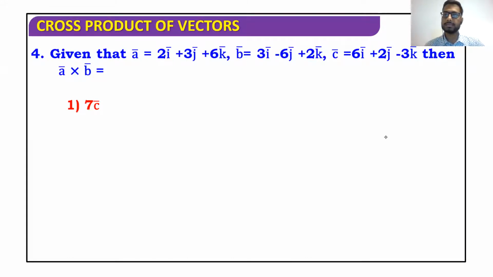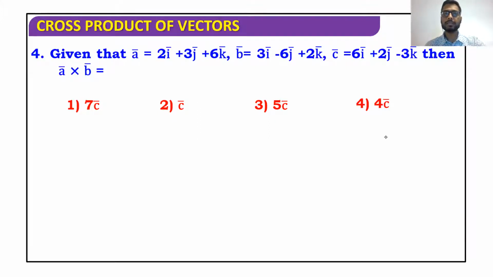Three vectors are given, a bar, b bar, and c bar, and we have to find the value of a cross b in terms of c. The options that I have are 7c, c, 5c, and 4c. So how can I get value of a cross b? Value of a cross b can be obtained by using determinant formula. Value of a cross b is ijk, second row would be ax, ay, az, and third row would be bx, by, bz.